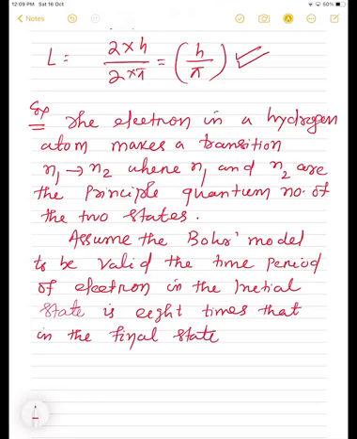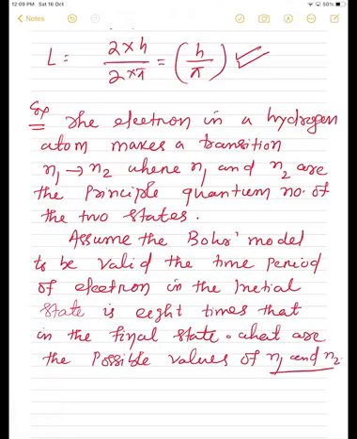Correct. What are the possible values of N1 and N2?